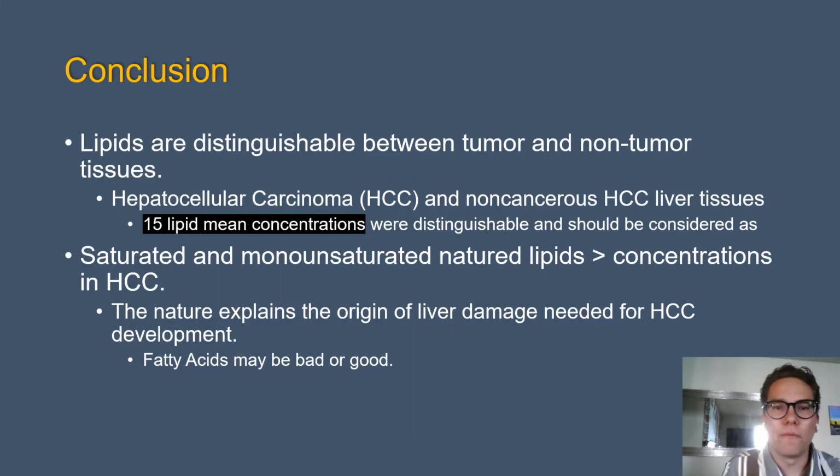So our conclusion is that we're able to distinguish between tumor and non-tumor tissues, such as hepatocellular carcinoma and non-cancerous HCC liver tissues, which are distinguishable by the 15 mean concentrations we found, and they should be considered as potential early detection biomarkers or treatment options for HCC. And we found that the saturated and monounsaturated lipids were higher in concentration in HCC, which may explain the origin of liver damage needed for HCC development. Reminder, fatty acids may be good or bad, and we saw more of those bad ones in the HCC tissues.